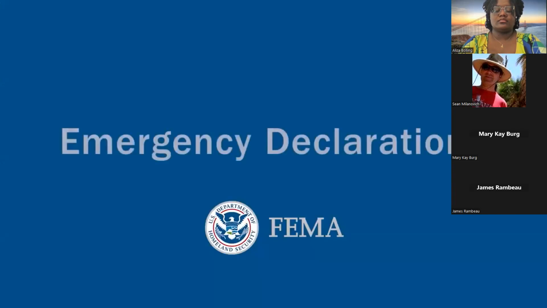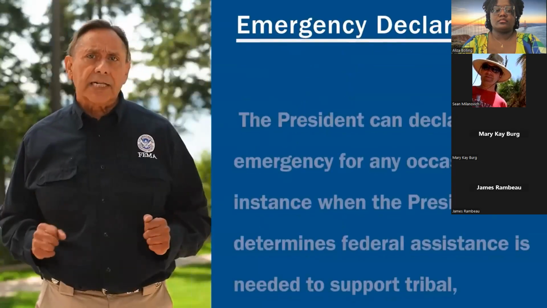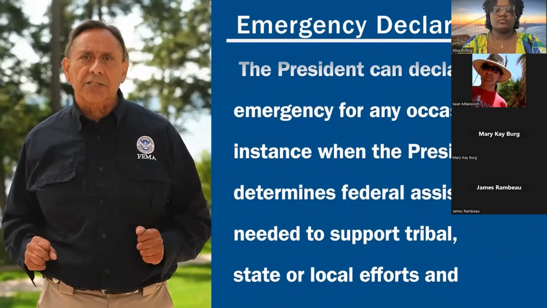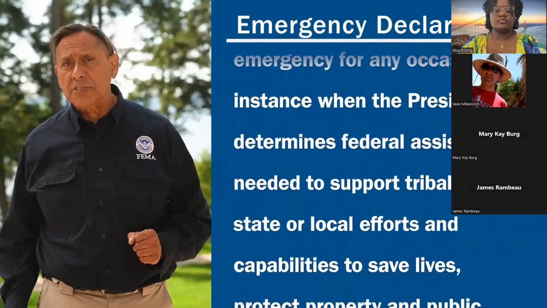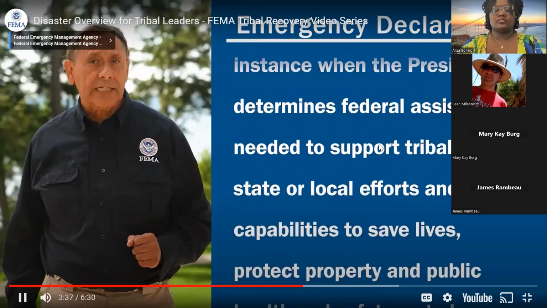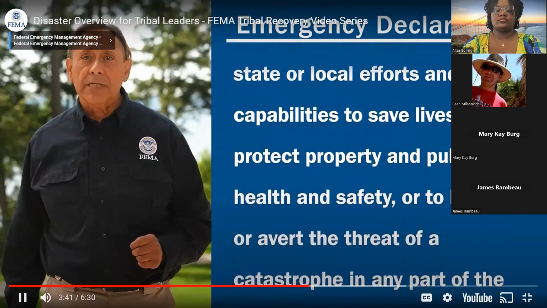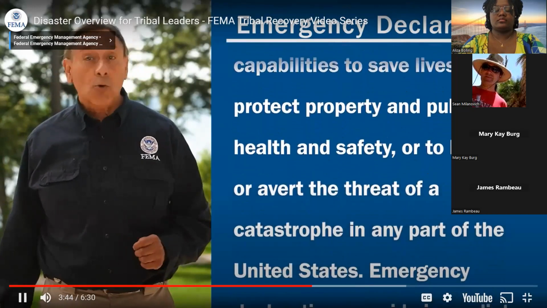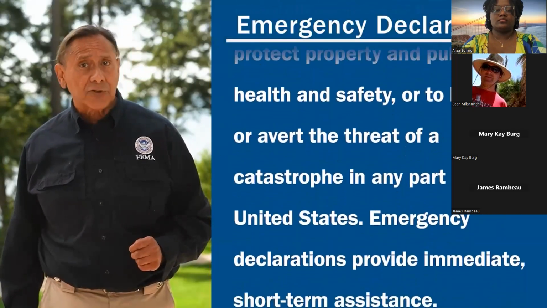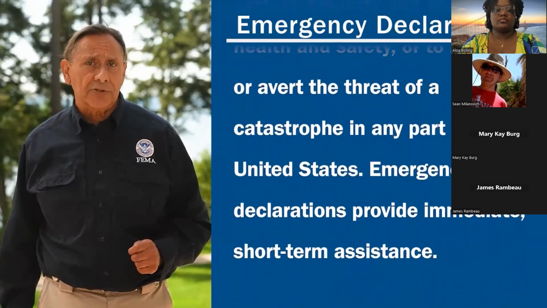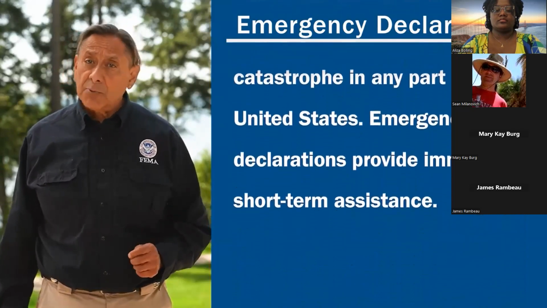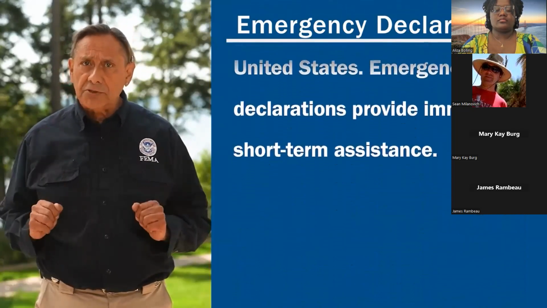a major disaster declaration. Emergency declarations: the president can declare an emergency for any occasion or instance when a president determines federal assistance is needed to support tribal efforts and capabilities to save lives, protect property, public health, and safety, or to lessen or avert the threat of a catastrophe in any part of the United States. Emergency declarations provide immediate short-term assistance.